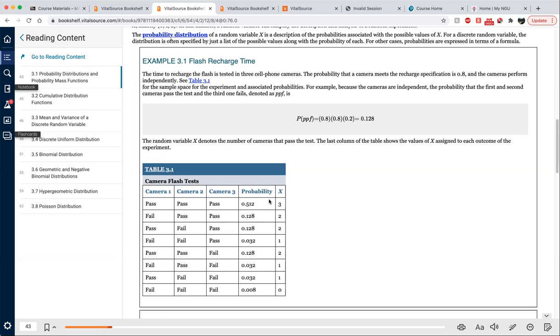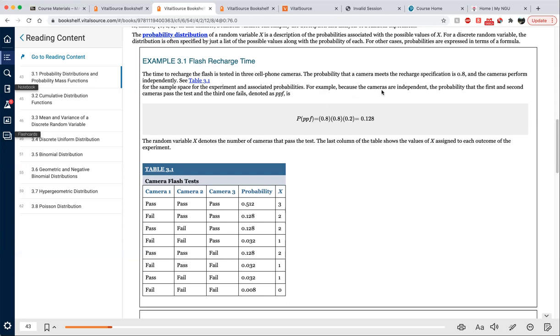In this case, the random variable takes values up to 3. For each camera we have two outcomes, pass or fail. So the categorical values are converted to the random variable, which takes natural number values 0, 1, 2, or 3. This is one of the basic examples of a random variable. What's a random variable? A function from the outcomes to the real numbers.